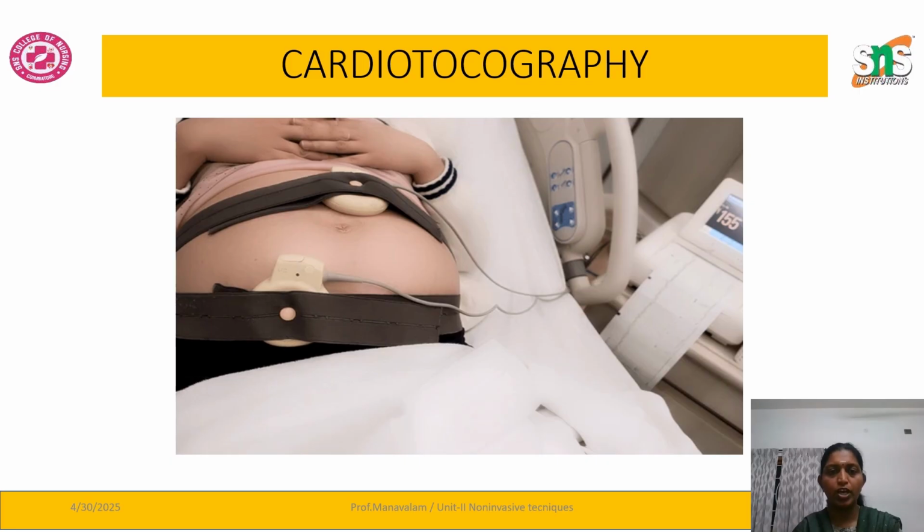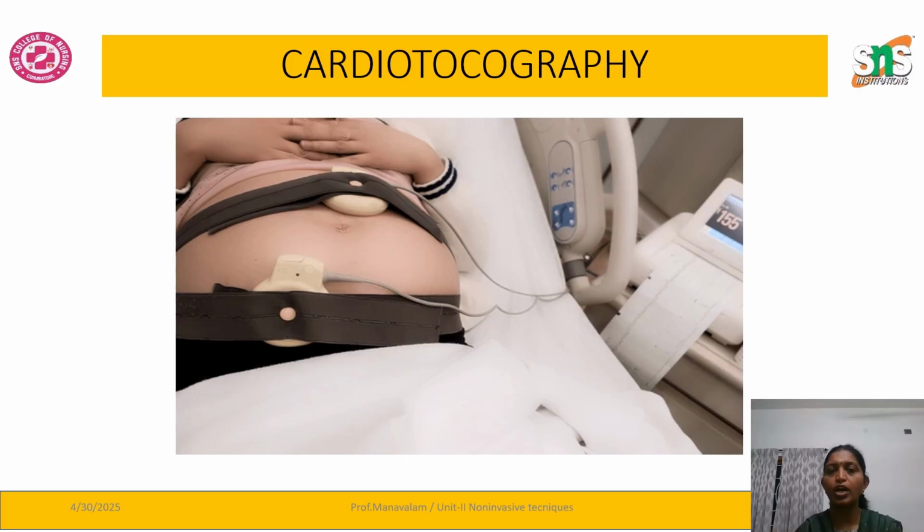For doing this procedure, we have to follow certain preliminary steps. We have to make the mother lie down in a comfortable position, and first we have to palpate the abdomen and find the uterine fundus abdominally. Where we find the fundus, there we have to place one transducer. This transducer mainly measures the uterine contraction, and it is secured by straps.